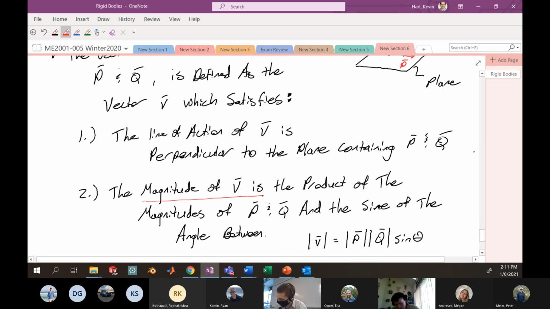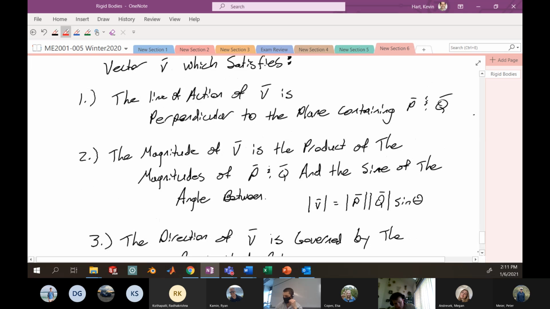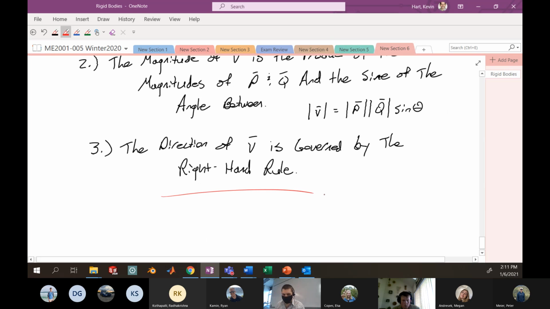Second, the magnitude of this vector is the product of the magnitudes of P and Q and the sine of the angle between. That will become important in just a second when we discuss these magnitudes in more detail. So if P and Q are perfectly aligned with each other, right on top of each other, the magnitude of V is 0. The sine of the angle between them is the sine of 0, which is 0. We'll talk about that a little bit later. And finally, the direction of this vector is governed by the right-hand rule. I'll explain that in just a second.